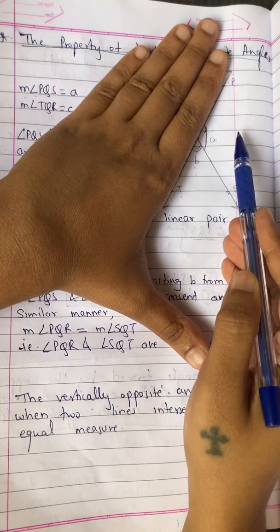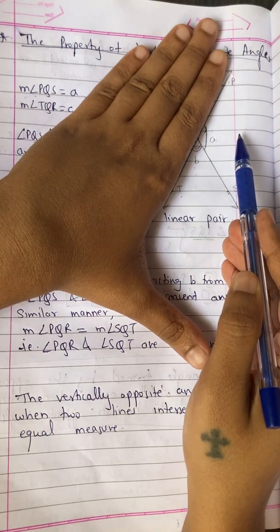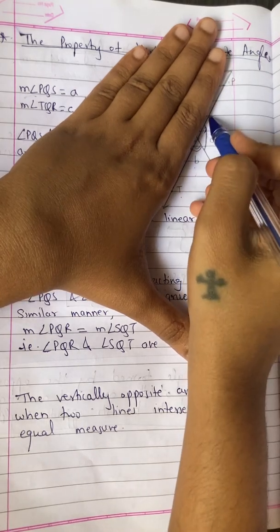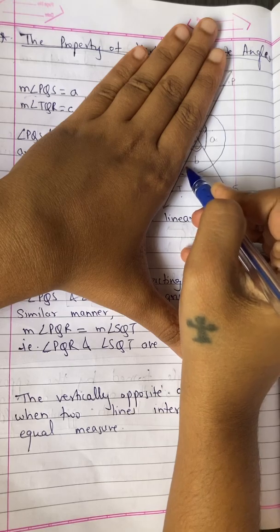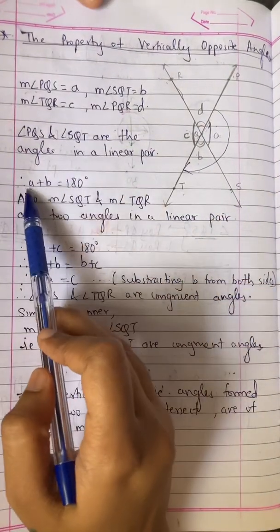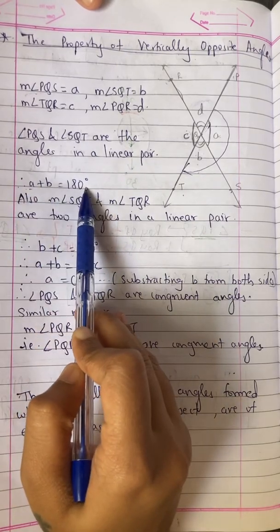And linear pair angles are always supplementary. That means A plus B is going to be equal to 180 degrees, because a straight line angle is always equal to 180 degrees, as you see on the protractor. So we can write A plus B equal to 180 degrees.